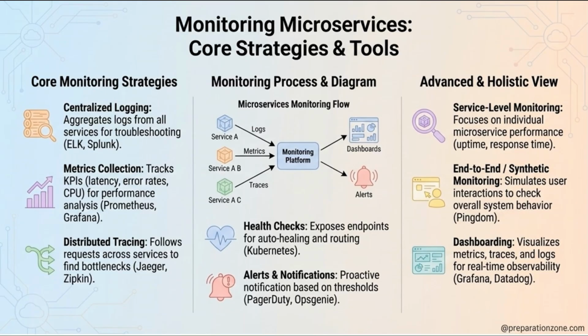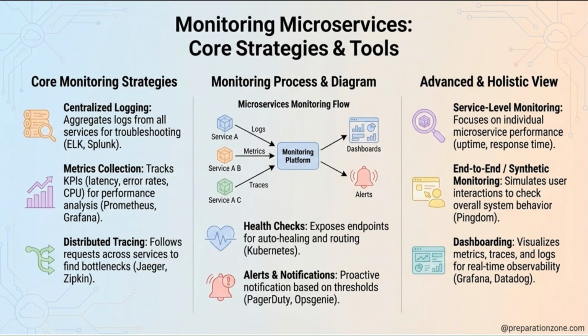Then second, metric collection. We track key metrics like latency, throughput, error rates, CPU, and memory. With tools like Prometheus and Grafana, we can spot performance issues before they hit the users. Third, distributed tracing. Distributed tracing follows a request step by step across the services. Tools like Zipkin help us quickly find bottlenecks or failures in a complex flow.